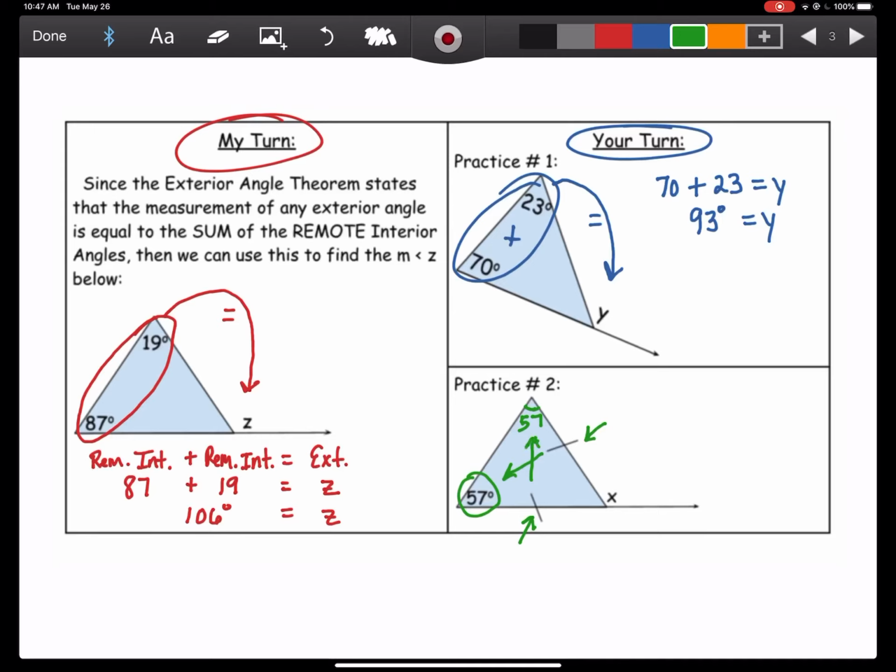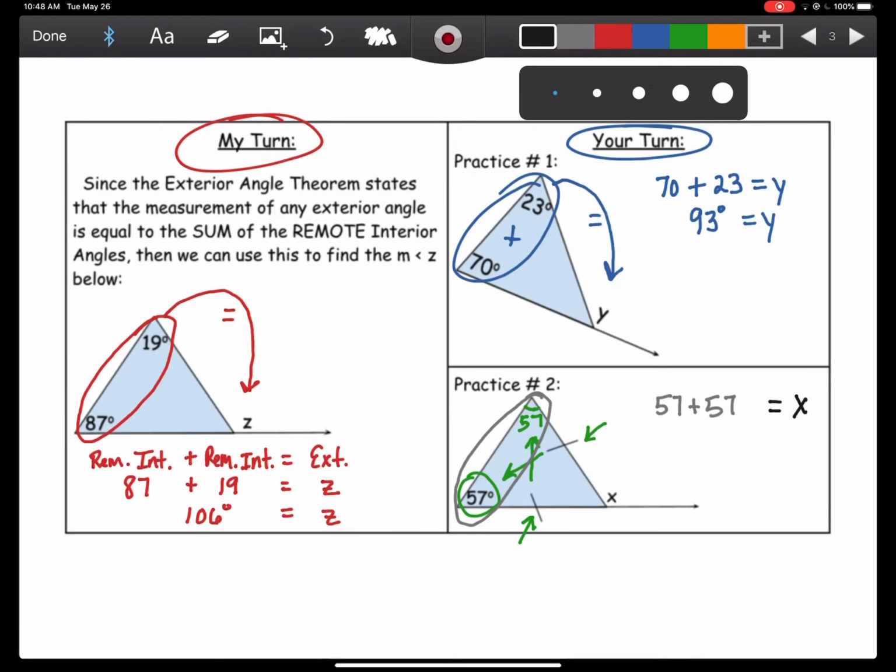Now, if that's the case, let's just make this a little better. Okay. Now, if that's the case, I'm going to use gray here to circle. I need X, and I need to add up my remote angles to X. So who are the interiors that are remote with X? 57 and 57. Okay, and I keep going, and I get 50 plus 50 is 100, and 7 plus 7 is 14, so 114 equals X. And don't forget the little degree symbol.